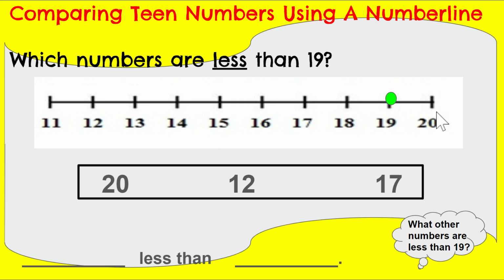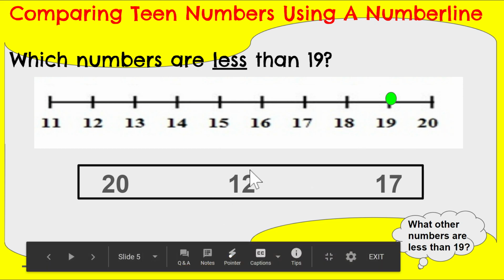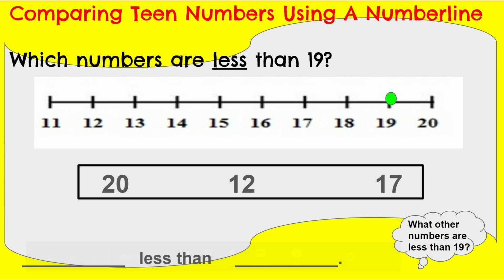So that one's not right. How about number 12? Let's find 12. Oh, there's 12 on my number line. Is that one less? Yes, that one is less. It's to the left of the number 19. It is less. And how about the number 17?